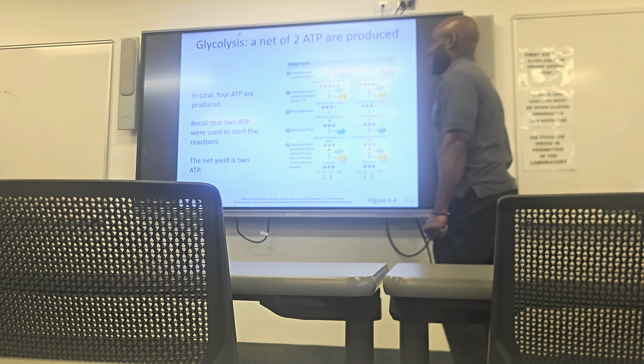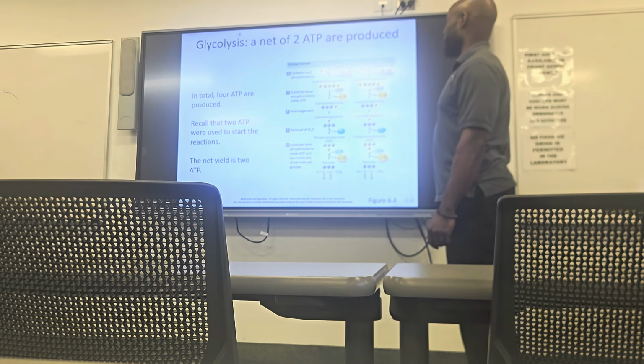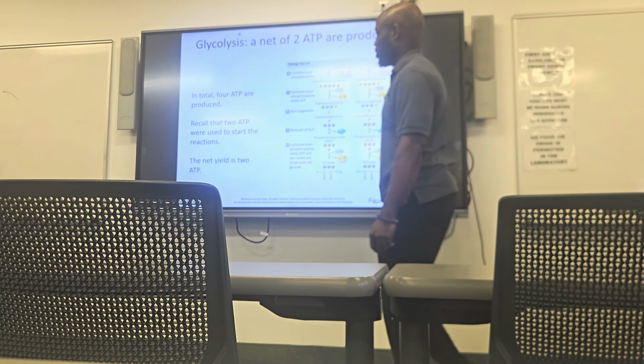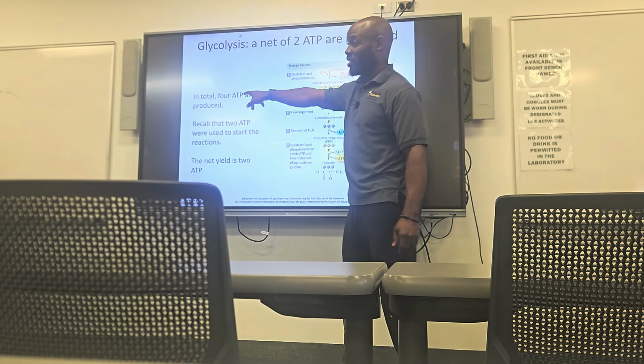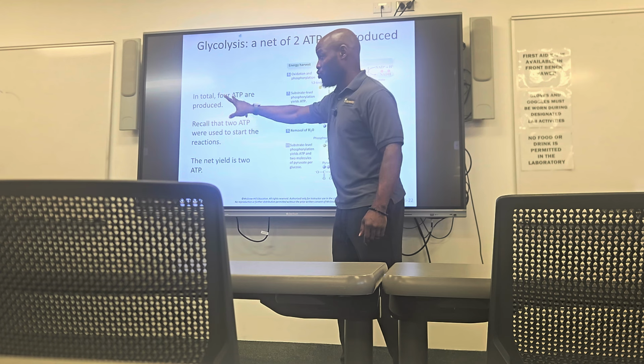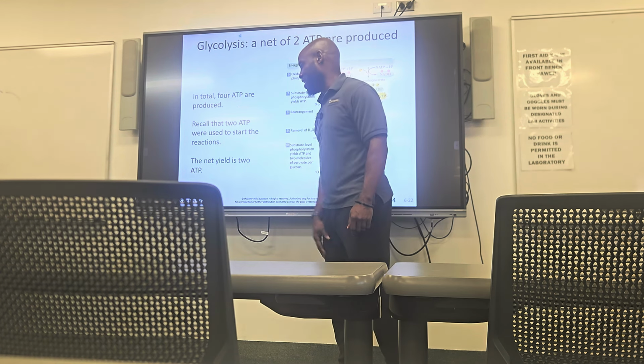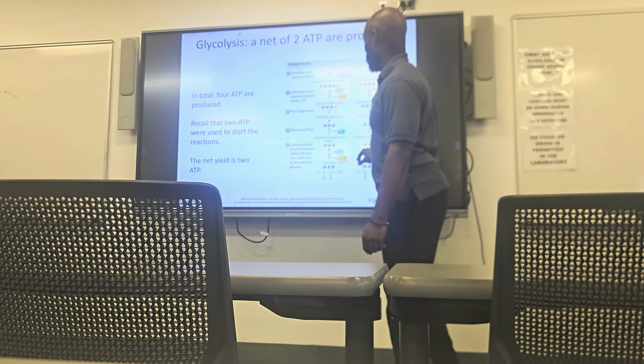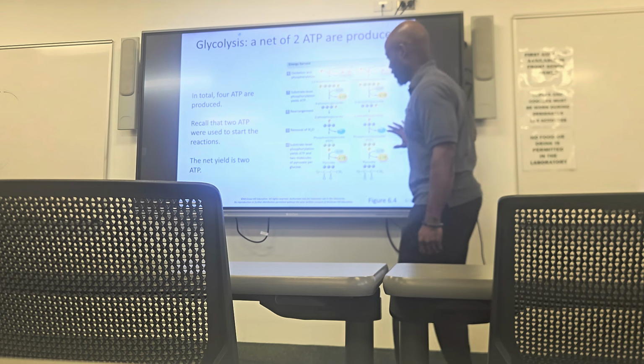So glycolysis has a net of 2 ATP produced. So in total, 4 ATP were made from just the glycolysis portion, but we use 2 ATP in the process, so the net yield is 2, right? So in this whole process.